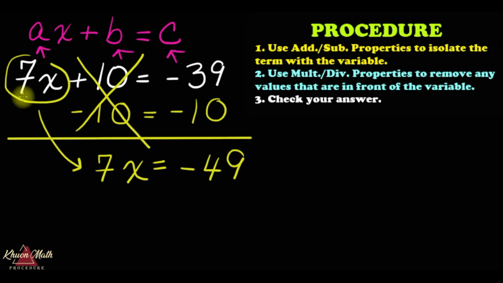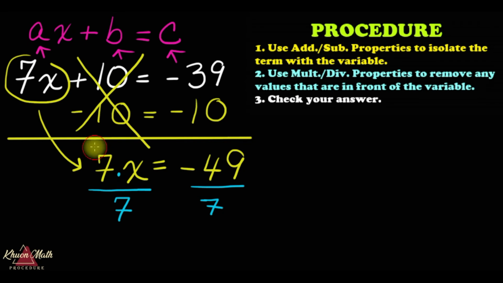Step 2 is to use multiplication or division property to remove any values that are in front of the variable. So in front of x, we have a multiplied by 7. So how do you get rid of multiplied by 7? Well, you will want to do the opposite. What's the opposite of times 7? Well, the opposite of multiply is divide. So you want to go ahead and divide this by 7, and then divide this by 7. So what you're doing is you're using the division property of equality.